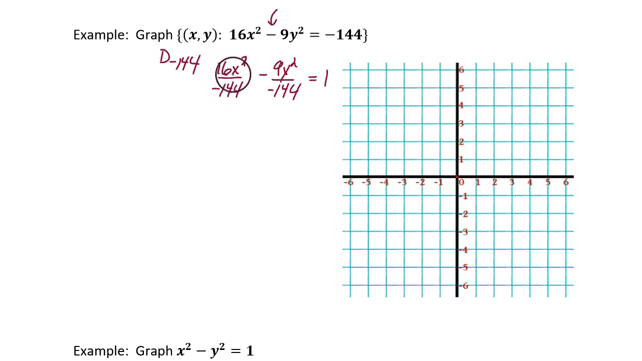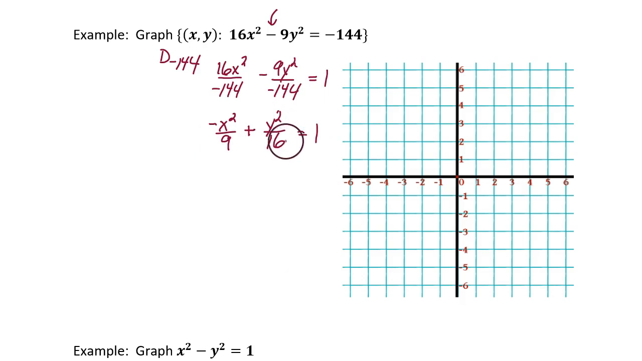So let's reduce the 16 over 144. They both divide by 16. This makes negative x squared over 9. Now in this spot here, negative divided by negative makes positive. Let's reduce the 9 over 144. They both divide by 9. We're left with y squared over 16, and that's equal to 1.